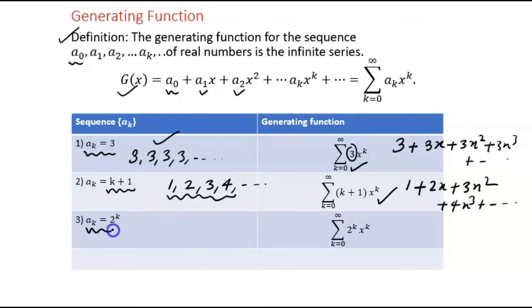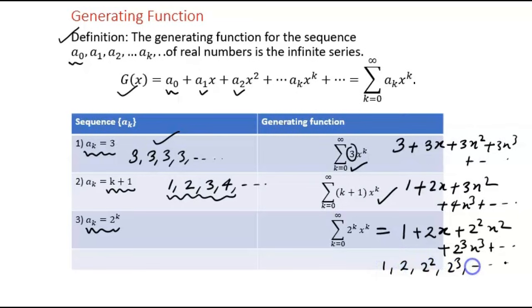If I take another example, ak is equal to 2 to the power k, then the generating function will be 2 to the power k x to the power k, and I will take the summation from 0 to infinity. If I write it in expanded form: for k is equal to 0, 2 to the power 0 is 1 and x to the power 0 is 1. If I take k is equal to 1, I get 2x. If I take k is equal to 2, I get 2 square x square. If I take k is equal to 3, I get 2 cube x cube, and so on. So basically it is giving me the sequence 1, 2, 2 square, 2 cube, and so on.